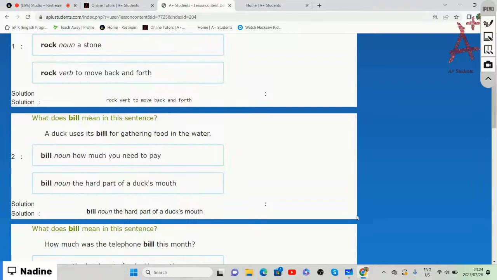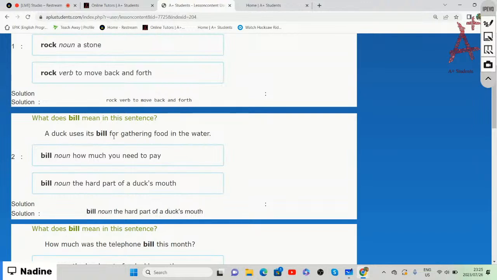If you go to a restaurant and you are given a bill, that bill tells you the amount that you need to pay for the things that you ate or the things that you bought. So that is a bill. The second bill is also a noun, but it means the hard part of a duck's mouth. Now we need to say which bill fits the sentence.